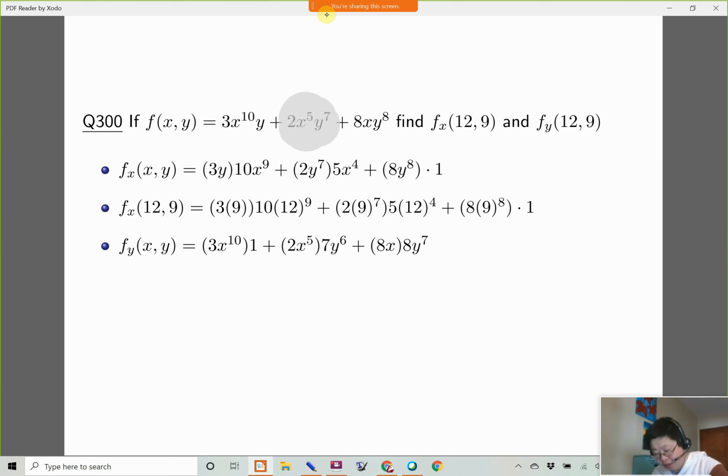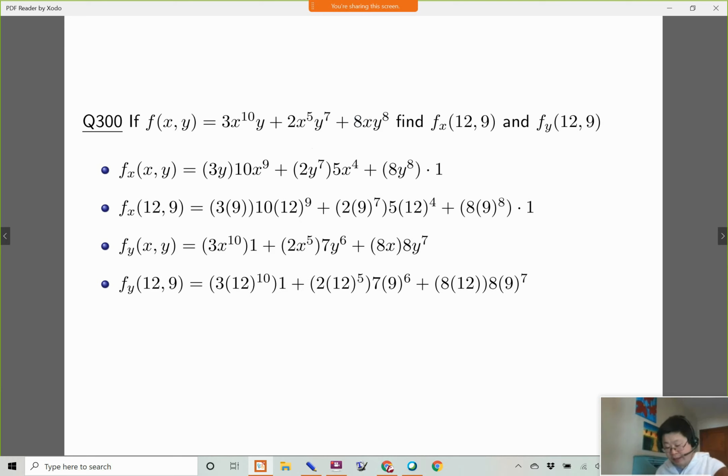Over here in the next term, 2x to the 5th, that portion here is treated as a constant, so we copy the constant using the constant multiple property. And then y to the 7th is differentiated as 7y to the 6th using the power rule. Over here, if x is a constant, then 8 times x is a constant, so 8x is copied. And then y to the 8th is differentiated using the power rule. You have 8y to the 7th. Okay, so that's the other partial derivative function, and then we plug into that partial derivative function. We plug in the 12 and 9 and get a thing that looks like this.